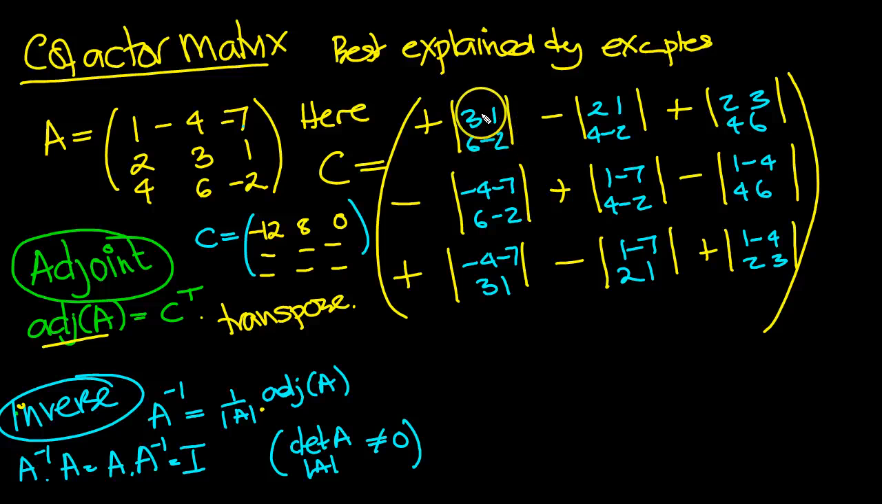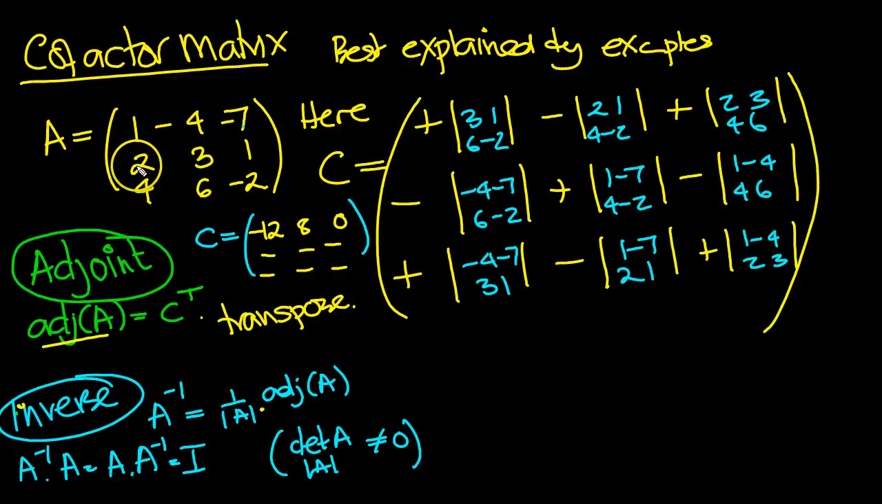Now, how do we get these elements? Well, basically, these are the associated minors. The 2x2 is associated with the element 1. Cross out the row and column containing 1, and you get 3, 1, 6, minus 2, which goes there. Then the next one, cross out the row and column containing minus 4, and you get 2, 1, 4, minus 2. We needed to do that when we did the determinant, in terms of the method. And then the 7, cross out the row and column containing the 7, and you get 2, 3, 4, 6, and you put it in there.